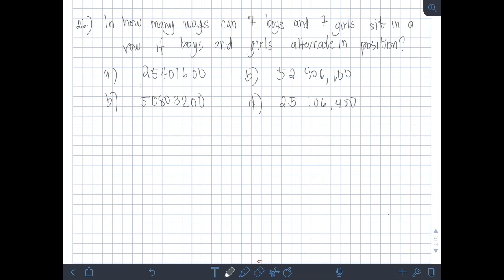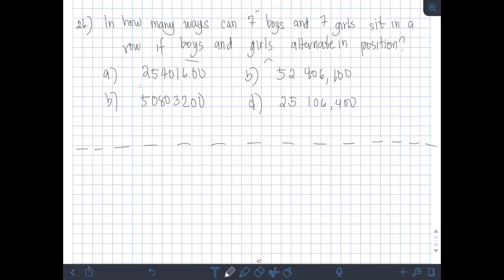Okay? Next, we have, in how many ways can 7 boys and 7 girls sit in a row if boys and girls alternate in position? Okay, so sitting arrangement. So, gamit tayo dito ng factorial. Kaso, meron tayong provisions na dapat alternate yung position ng girls at boys. So therefore, meron tayong 14 dapat na upuan kasi 7 plus 7, 14.